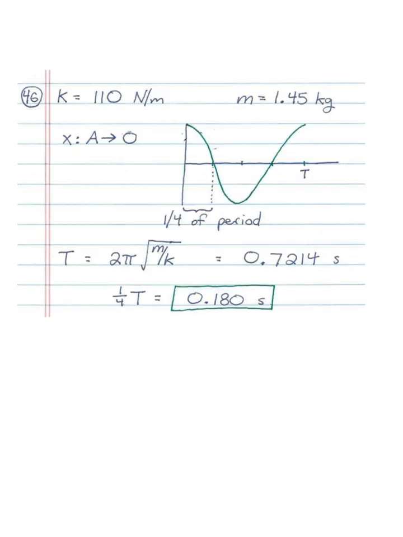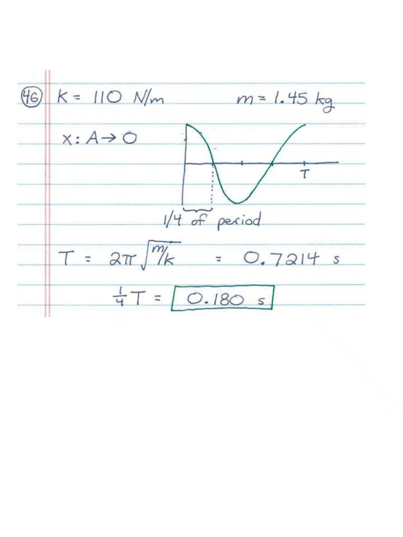Number 46. A mass spring system has k equals 110 newtons per meter, mass of 1.45 kilograms. If it's undergoing simple harmonic motion, how much time does it take the mass to go from A to 0?